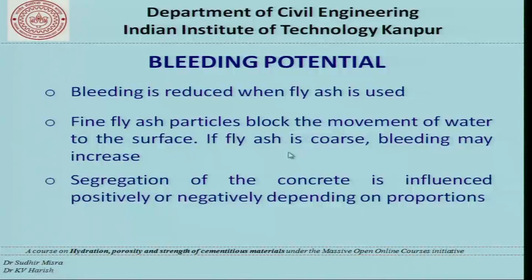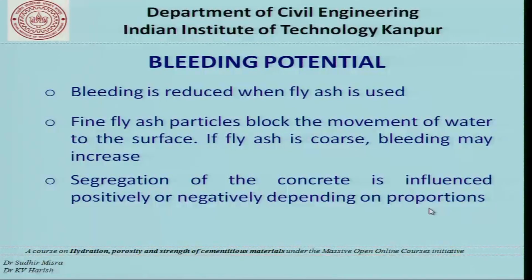We have also seen that the particle size for fly ash ranges between 1 micron and 100 micron. So if you have a particle size greater than 45 micron, which is actually termed coarse fly ash, in that case the bleeding can also increase. So we can't merely say that just the addition of fly ash reduces bleeding, that is not proper. There are also other properties like the size of fly ash which could actually increase the bleeding instead of reducing it. Segregation of the concrete is influenced positively or negatively depending on proportions.